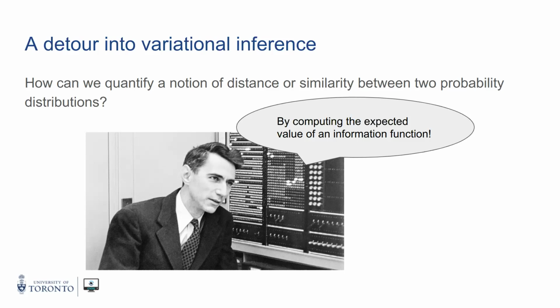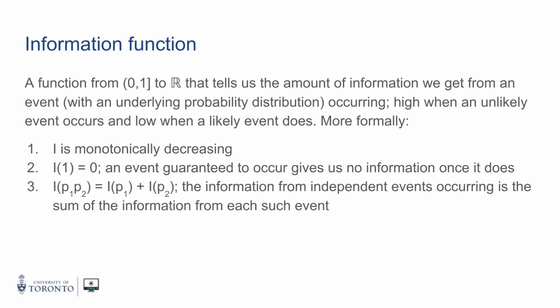We're going to see what that means on the next slide. So now we're going to talk about what an information function is. Intuitively, an information function tells you the information that you get from some event occurring when you observe it, when it's sampled from a probability distribution. We're going to say that an event has high information if it's very unlikely, and low information if it's very likely.